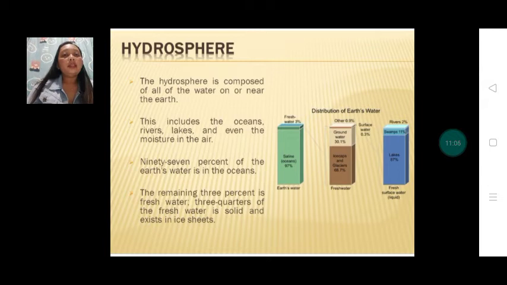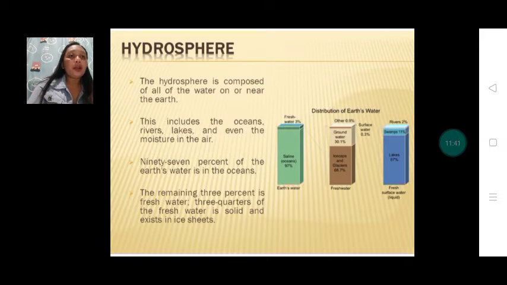Okay, then the hydrosphere. So the hydrosphere is composed of all of the water on or near the earth. This includes the oceans, rivers, lakes, and even the moisture in the earth. And then 97% of the earth's water is in the ocean. So, the 97% of the water is in the oceans. Then the remaining 3% is fresh water. Three quarters of the fresh water is solid and exists in ice sheets.